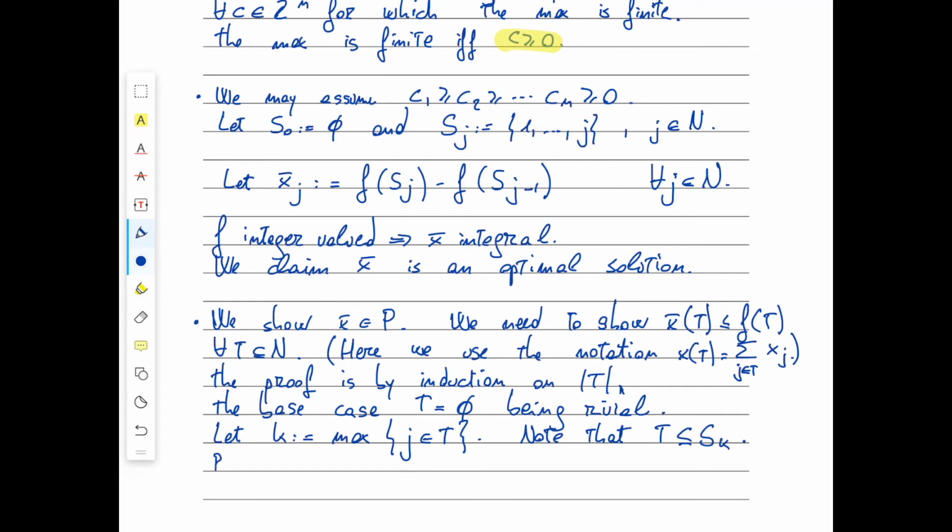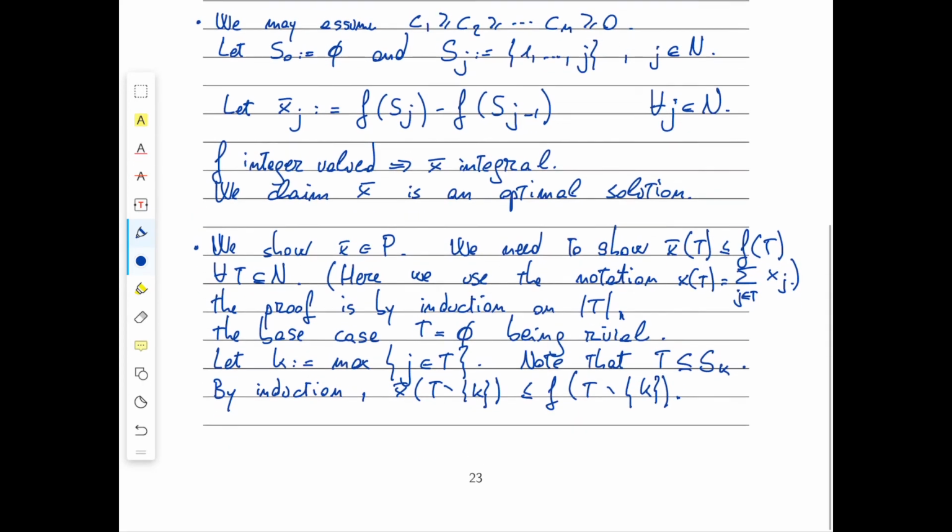So also, we're going to use induction on the set T minus k. Of course, this is smaller than T, and so we can use induction. And so this x bar of T minus k is less than or equal to f of T minus k. Good. So then, therefore, we have x bar of T. That's the left hand side of the inequality we want to show.